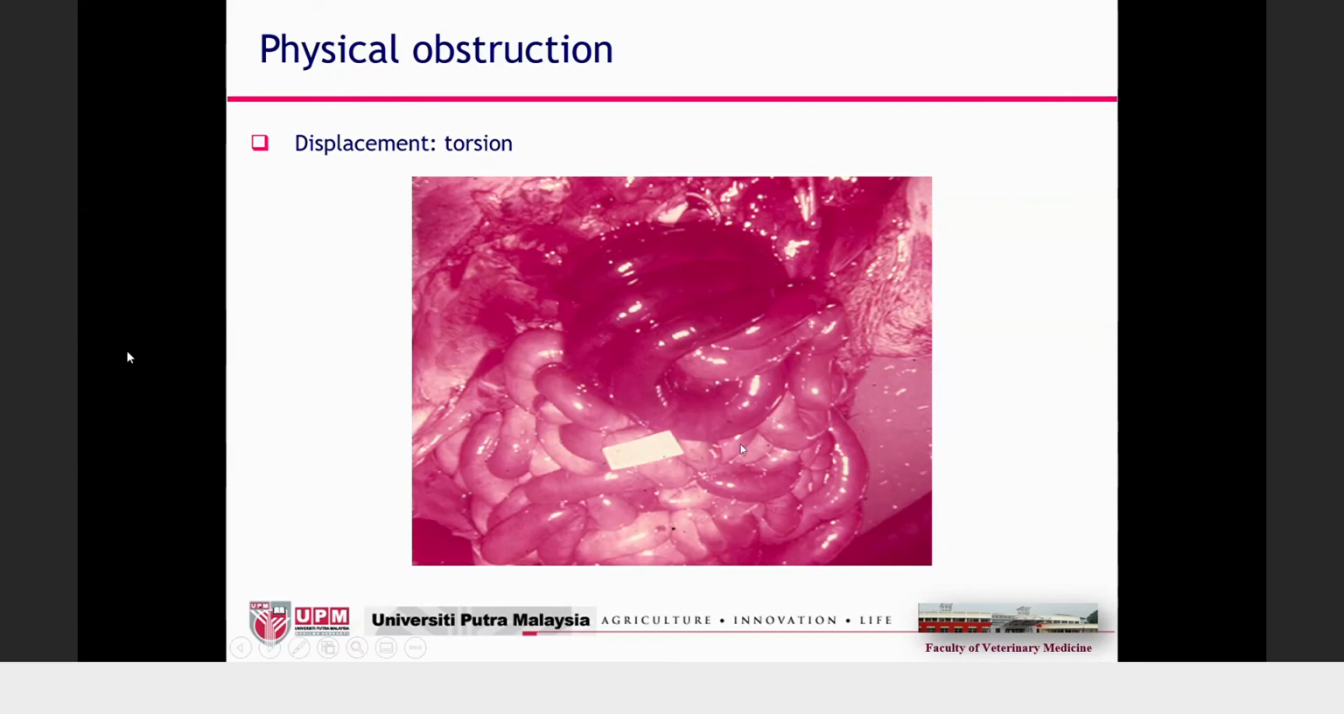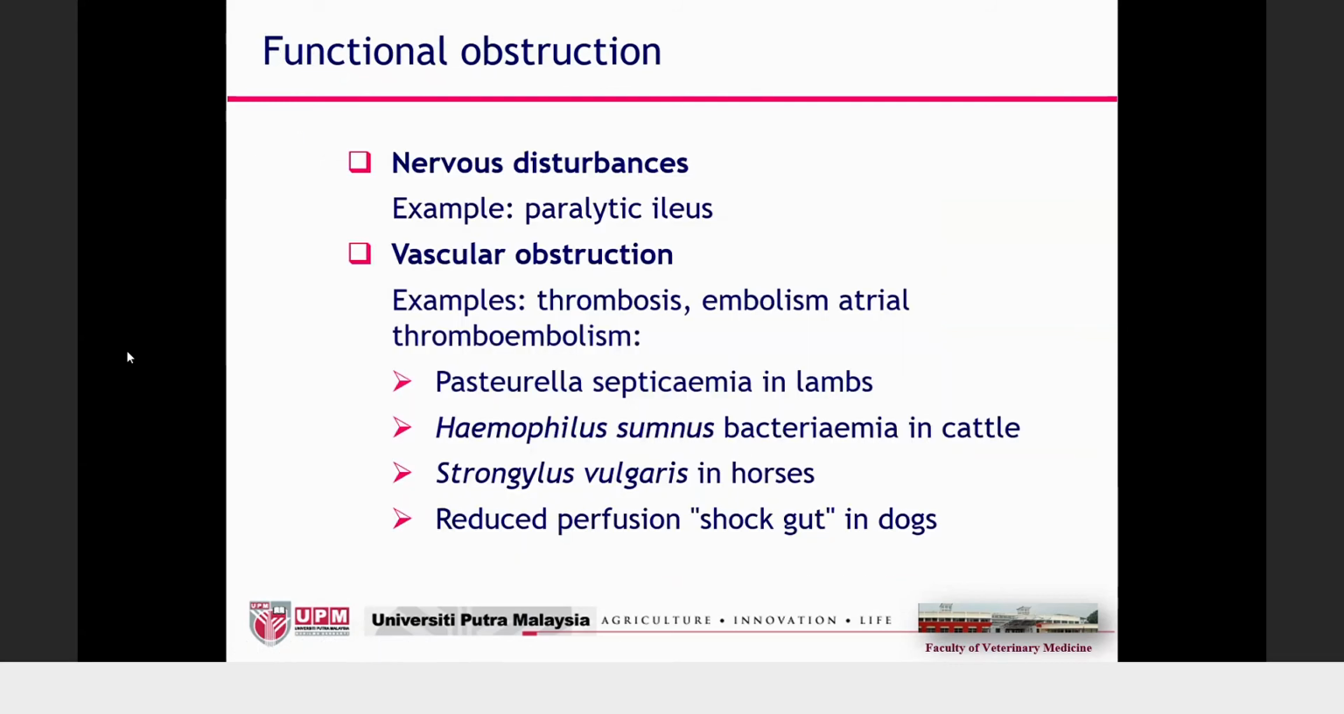And functional obstruction involves nervous disturbances. A very good example is paralytic ileus, but also vascular obstruction, for example as a result of thrombosis. Of course, thrombosis is associated first with embolism, then embolism might lead to thrombosis, and the animal might have a condition like arterial thromboembolism. Then there are cases of Pasteurella, Haemophilus, Strongylosis, and quite common also in dogs as a result of short gut.